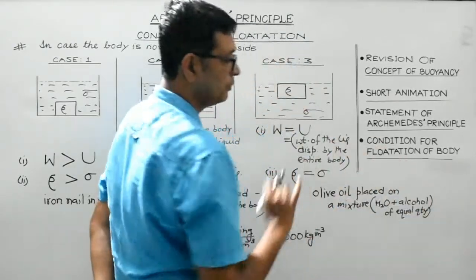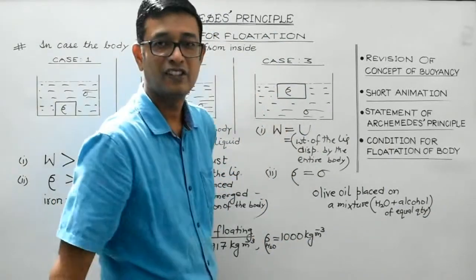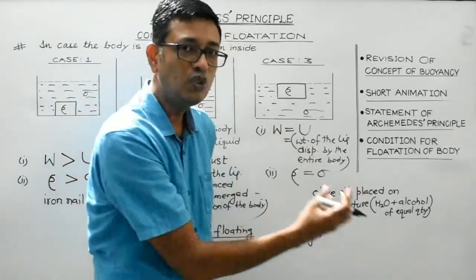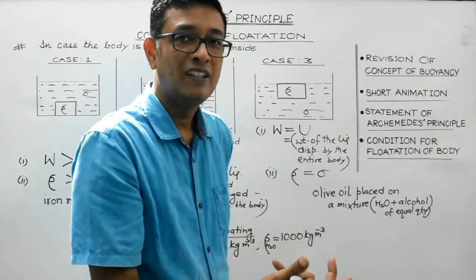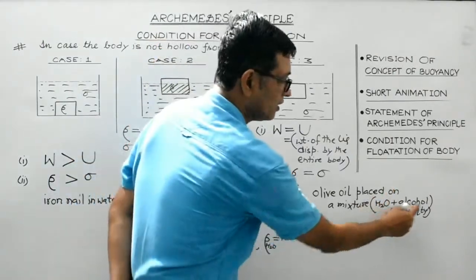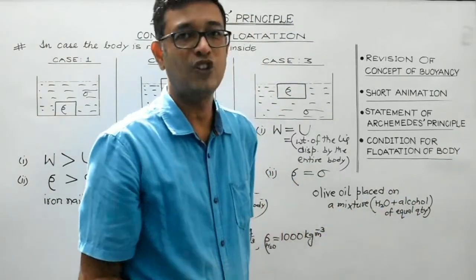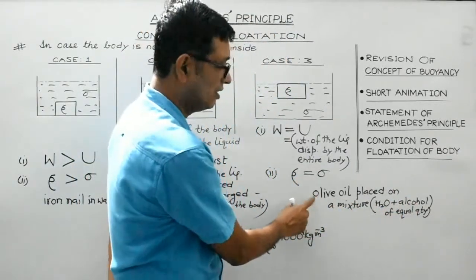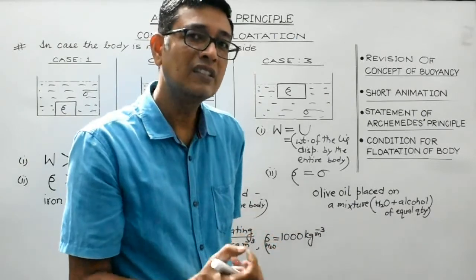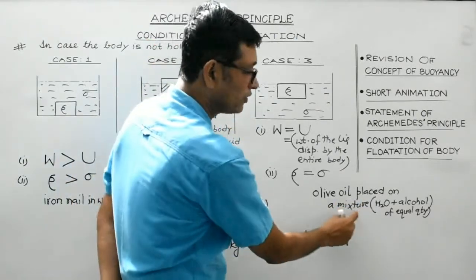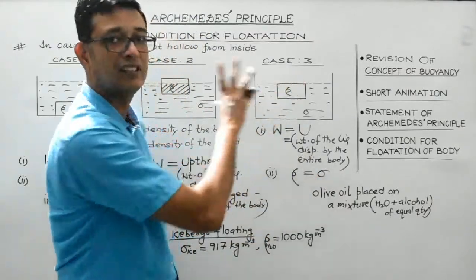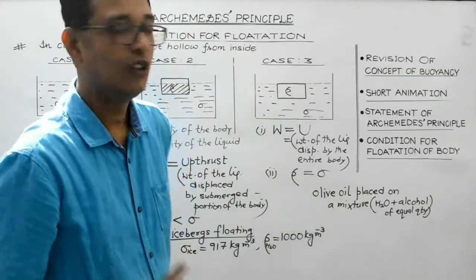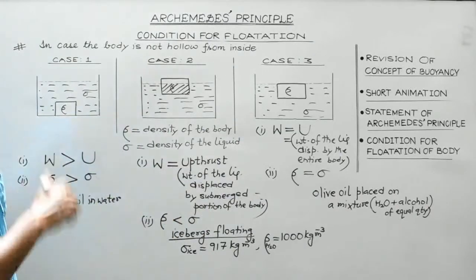So this is the example of this particular case, but it is not two different bodies. It is basically olive oil placed on a mixture of equal quantities of water and alcohol. In that case, the density of the olive oil is exactly equal to the density of this mixture. So this condition is satisfied, and accordingly this case arises. Right? So I hope you have understood this particular concept.